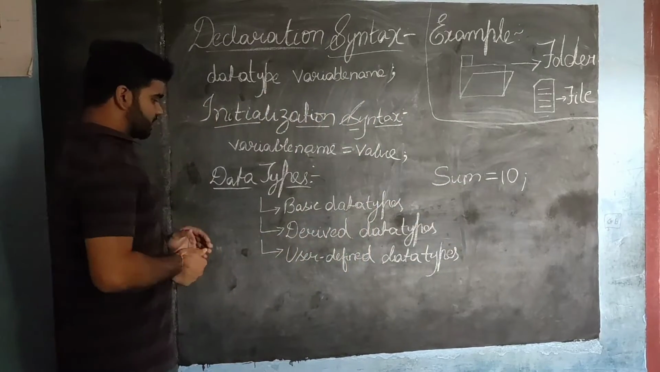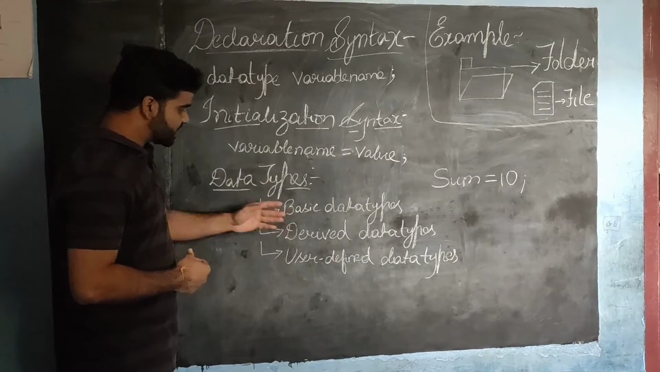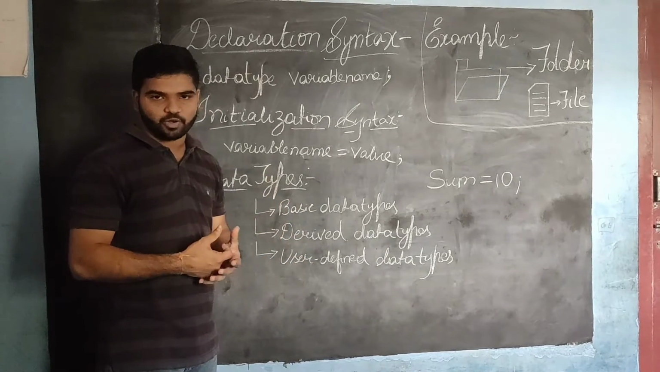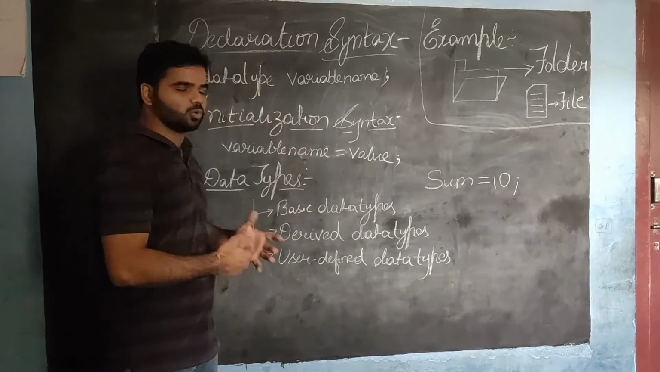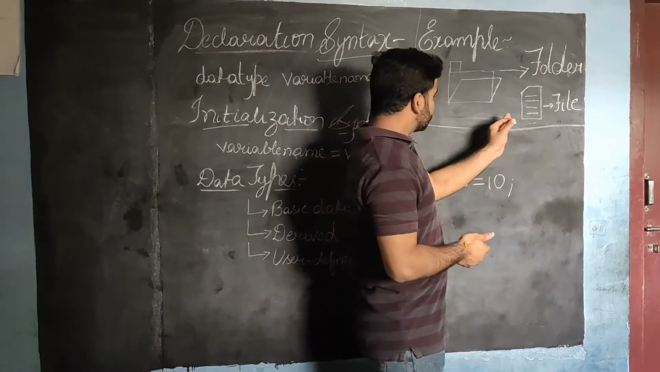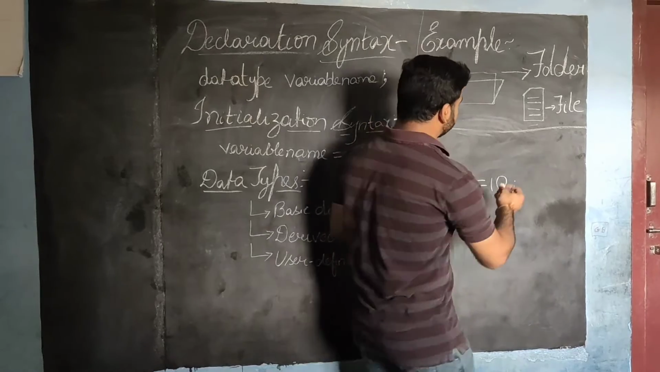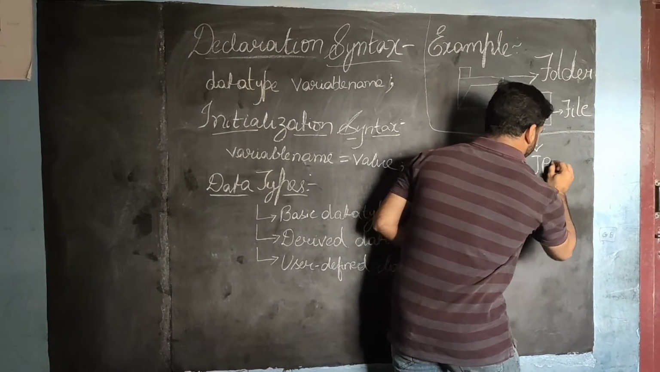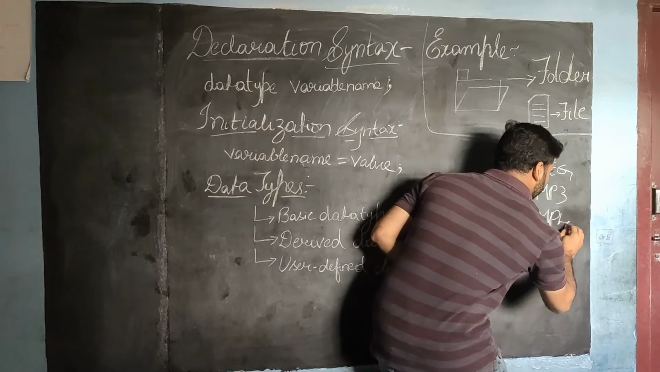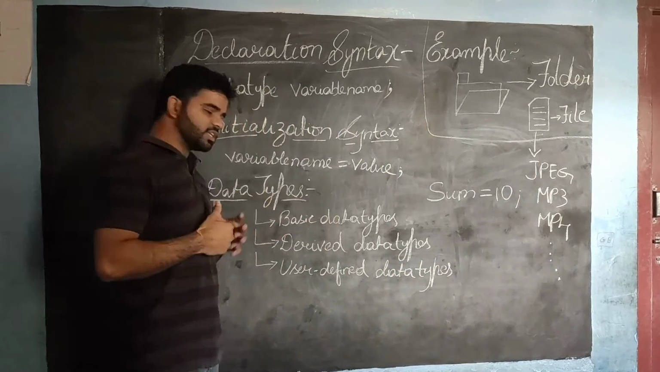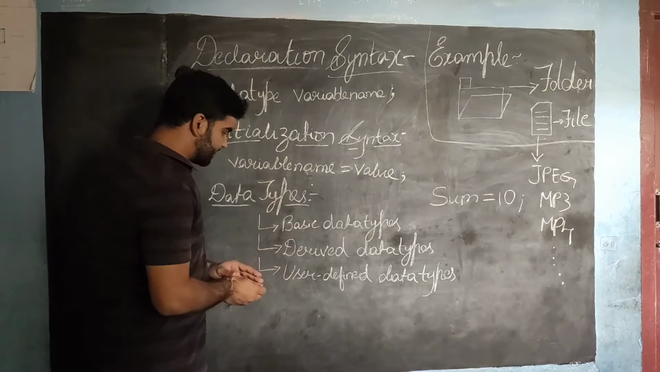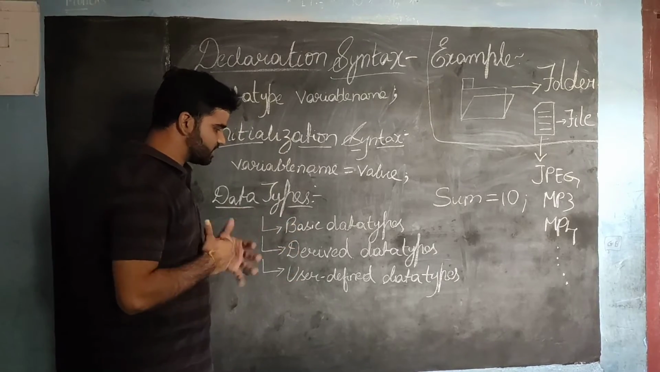Next, data types. These are of 3 types: basic data type, derived data type and user-defined data type. These are used to define what type of variable or what type of data you are going to use throughout the program. For example, let us assume you are going to store a file in a folder. Similarly, this file has some type, for example JPEG, MP3, MP4 and so on. Similarly, while storing data, it could be a number or a character or something. So these are classified into 3 types: basic, derived and user-defined data types.